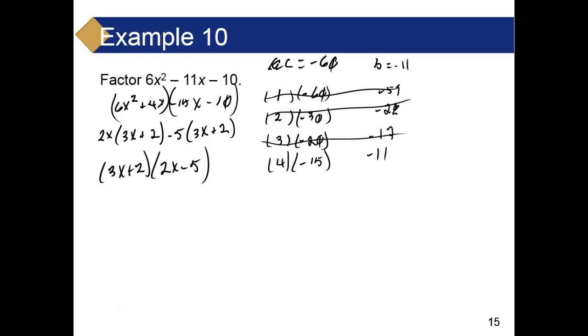What do we do to check? 3x times 2x? 6x squared. Fantastic. 3x times minus 5? Minus 15x. Plus 4x is minus 15 plus 4, negative 11x, and then minus 10. You got it.